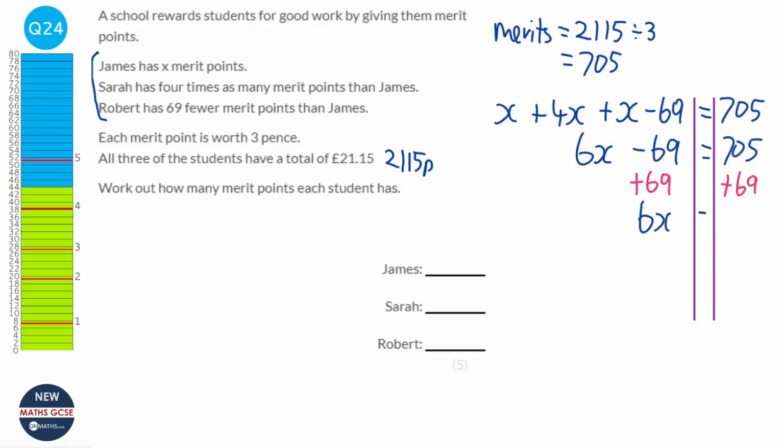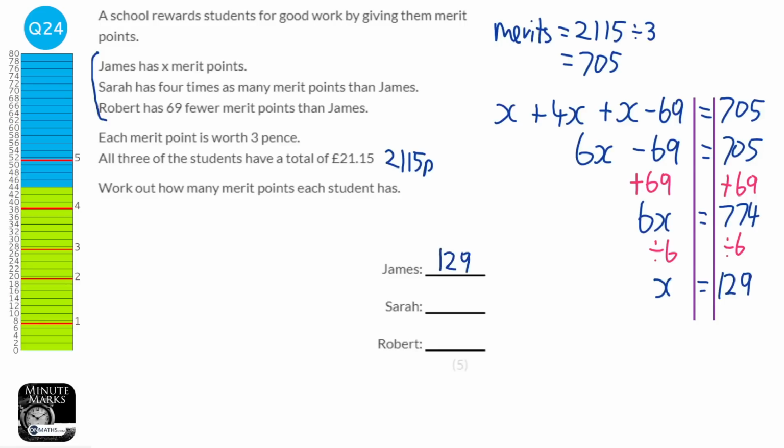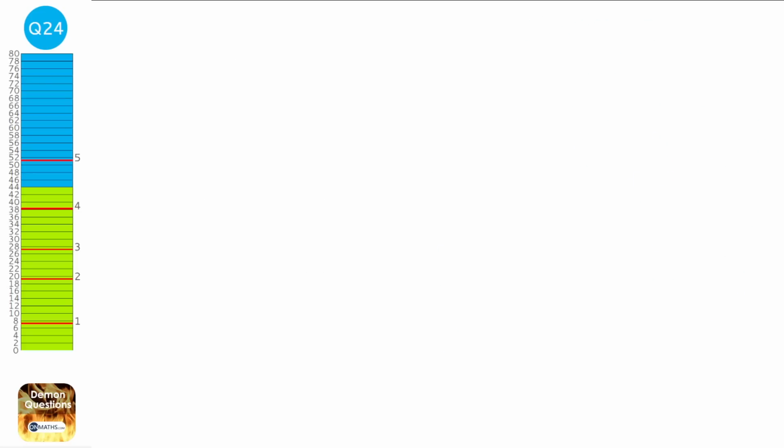So we've got 6x equals 774. Then we're going to divide 6 both sides. And so we've got x equals 129. So x equals 129. That means James has 129. Sarah has 4 times more, so she will have 516. And Robert has 69 fewer, so we're going to take 69 away from that, and that will equal 60.